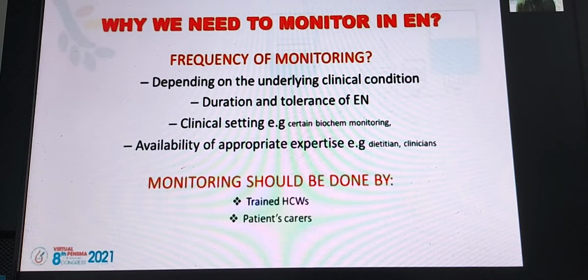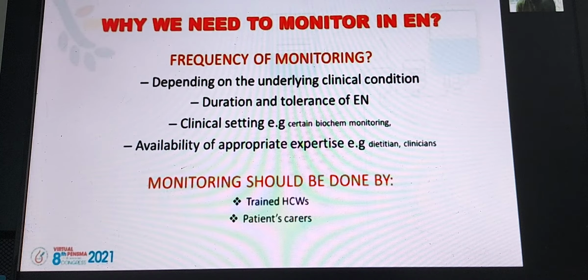Patients who are on short-term enteral nutrition and at high risk of developing intolerance require very close monitoring. It also depends on the clinical setting, for example a district hospital, which has limited biochemistry panels, so certain biochemical monitoring cannot be done. And the availability of appropriate expertise, like clinicians who are expert in managing enteral and parenteral nutrition, as well as dietitians. Who should monitor this?